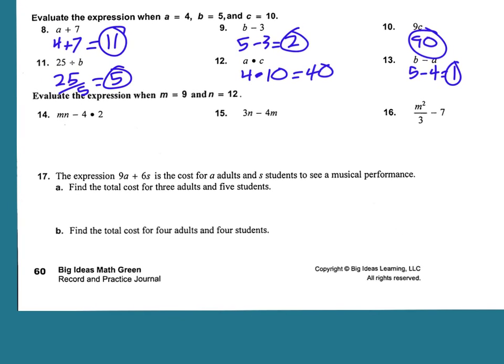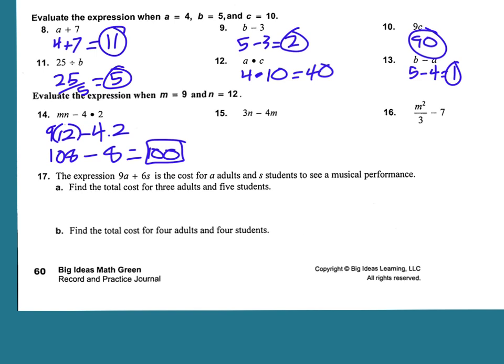Number 14 says evaluate the expression. So you can see that that's an m and an n together. And when we have two letters like that, it means they're being multiplied together. So this is really saying m, which is 9, times 12 minus 4 times 2. Okay, so 9 times 12 is 108 minus, what is 4 times 2? 8. So my answer would be 100. Okay, so you're following order of operations here.